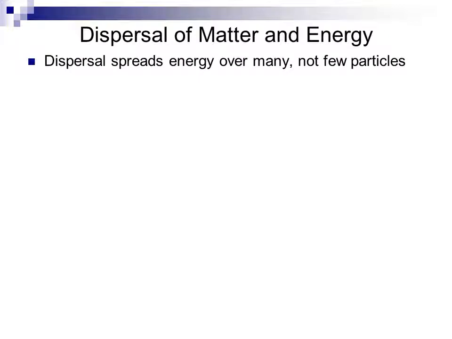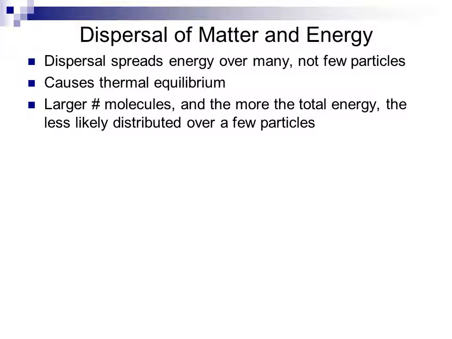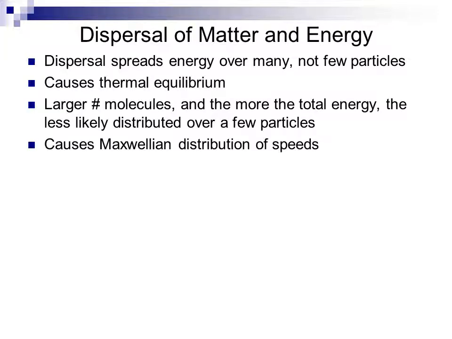Dispersal of matter and energy spreads energy over many particles, not over a few particles. Generally speaking, a sample will not sit with a small number of particles with high energy and the rest of the particles with low energy. They will reach what we call thermal equilibrium, where the energy is more or less evenly distributed throughout all the particles. The larger the number of molecules and the higher the total energy, the more likely it is to be distributed over a large number of particles. Therefore, the less likely it will be distributed over a few, because there are more particles to receive the energy and more energy to be distributed.